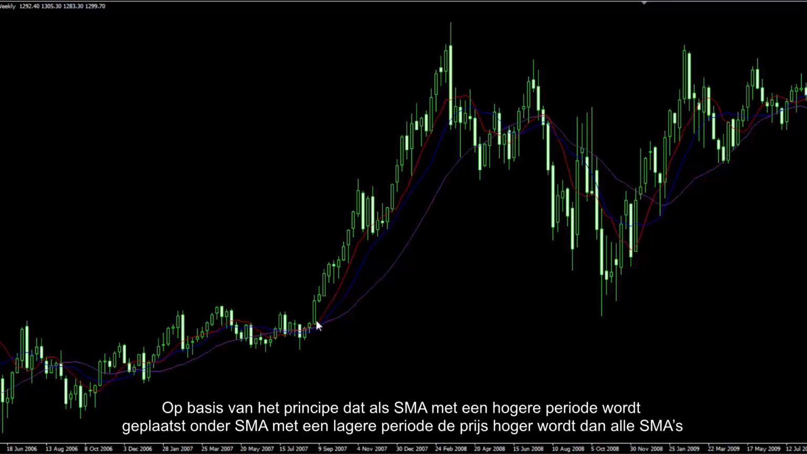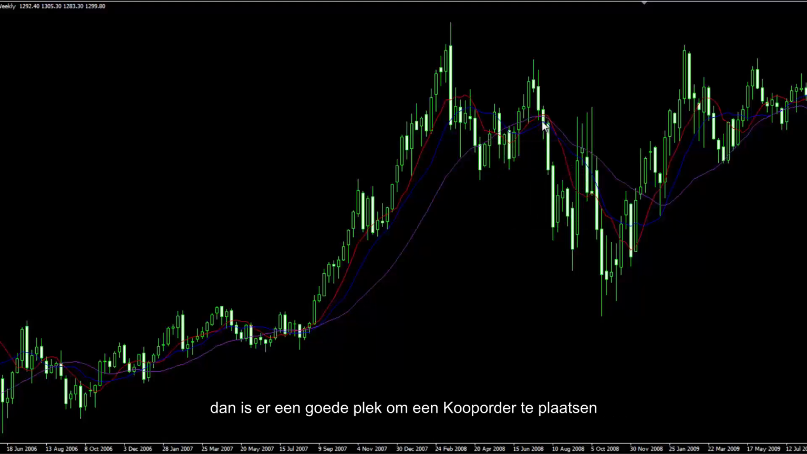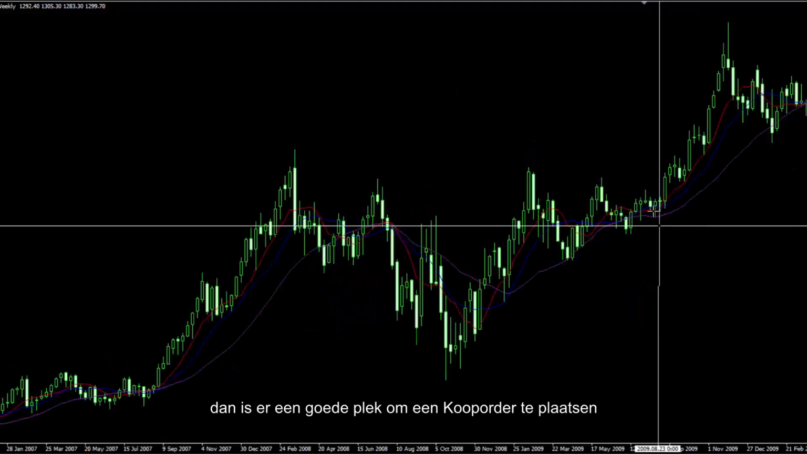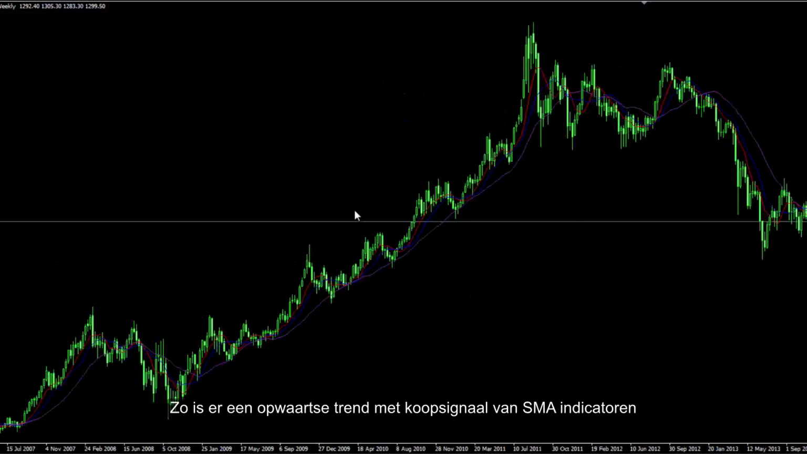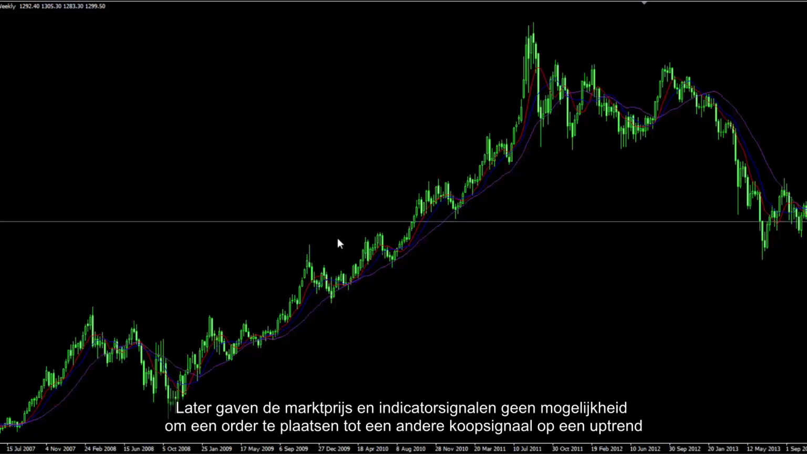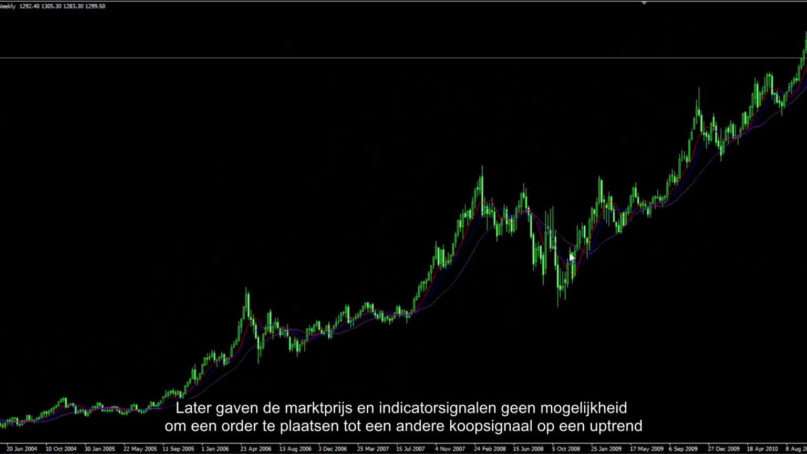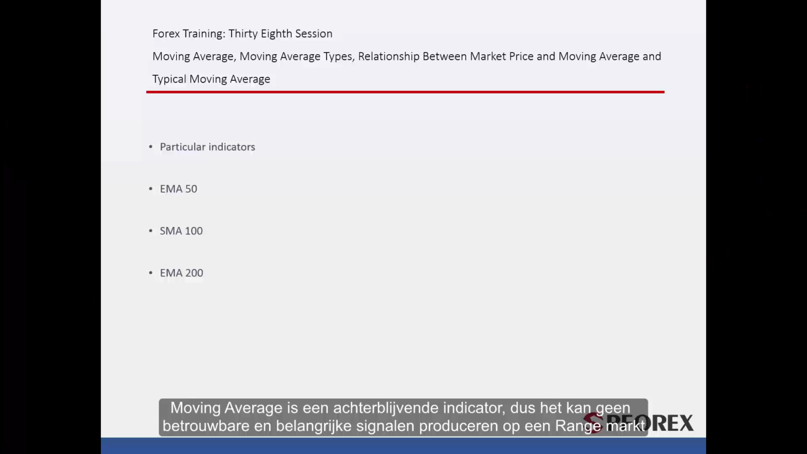Based on the principle, if the SMA with a higher period is placed under the SMA with a lower period, and the price moves higher than all SMAs, then there would be a good place to order a buy trade. For instance, there is an upward trend with a buy signal from SMA indicators. Later, market price and indicator signals did not show any opportunity to place an order until another buy signal on an uptrend. Moving average is a lagging indicator, so it cannot produce any reliable and important signals on a range market.